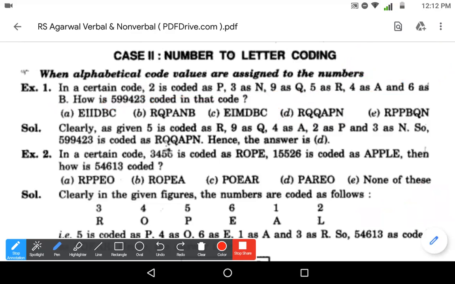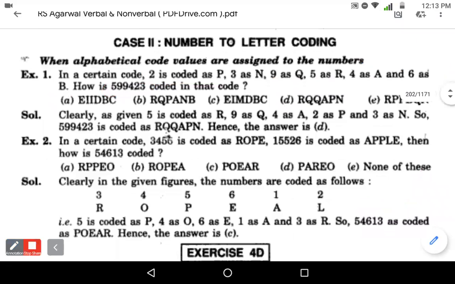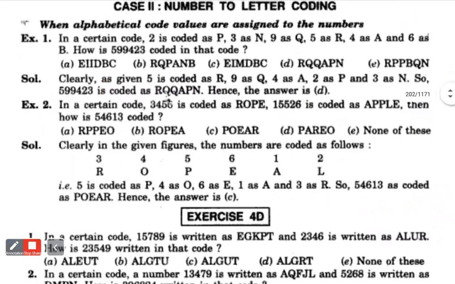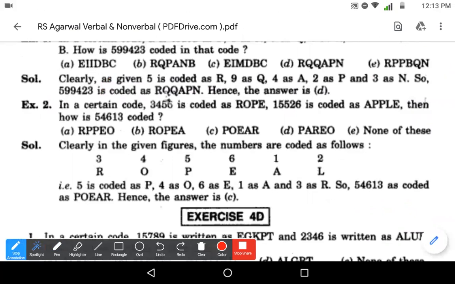Now let us see one more question under this, so that it will be much clearer for us. In a certain code, 3456 is coded as ROPE. Let us write this down somewhere. 3456 is ROPE. Such questions you can solve only by writing them down. You cannot do too many calculations mentally. So better write it down in one corner and then you can analyze it later.